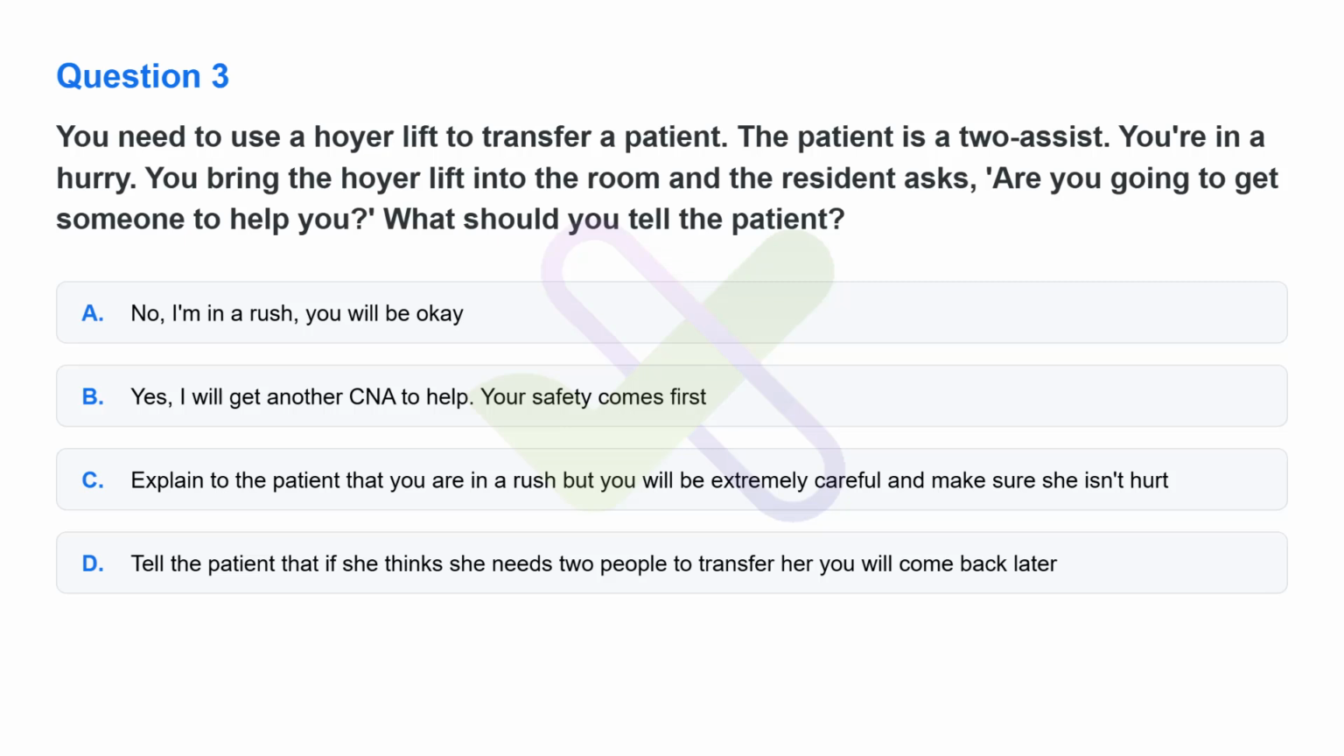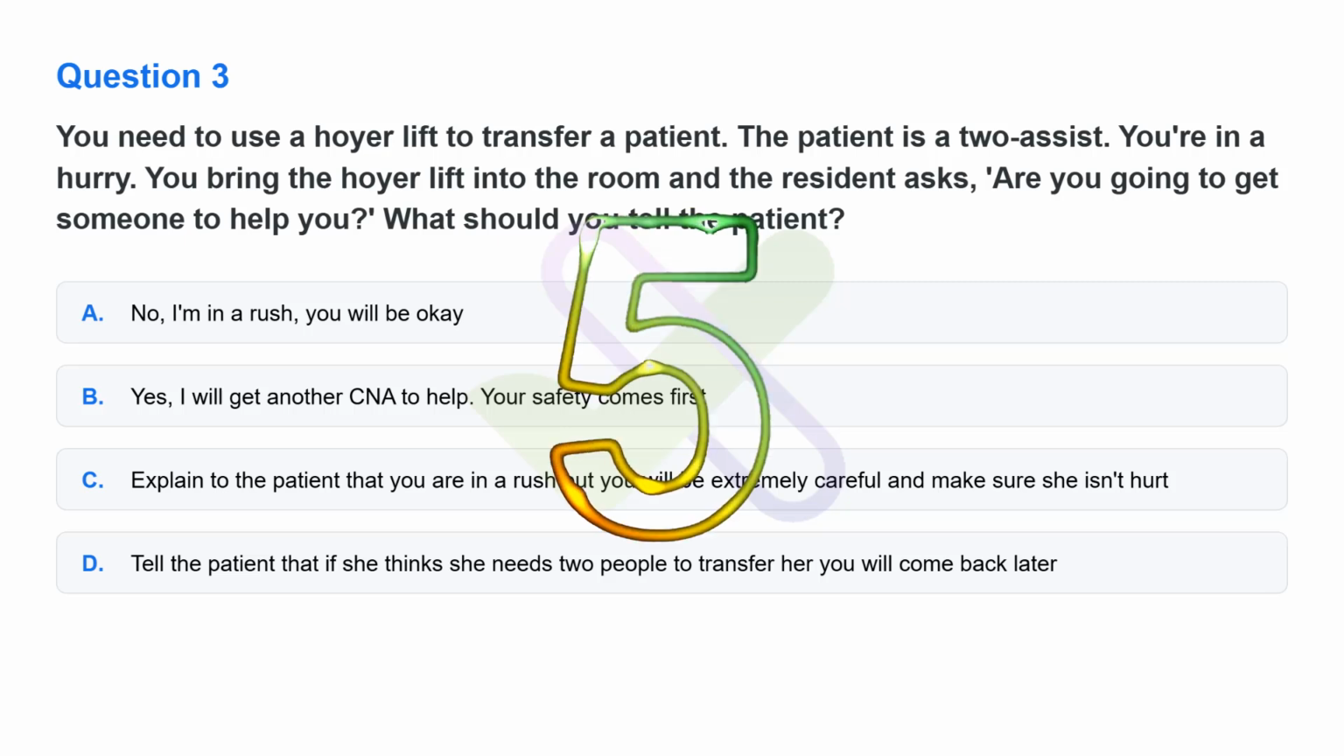A. "No, I'm in a rush. You will be okay." B. "Yes, I will get another CNA to help. Your safety comes first." C. Explain to the patient that you are in a rush, but you will be extremely careful and make sure she isn't hurt. D. Tell the patient that if she thinks she needs 2 people to transfer her, you will come back later.